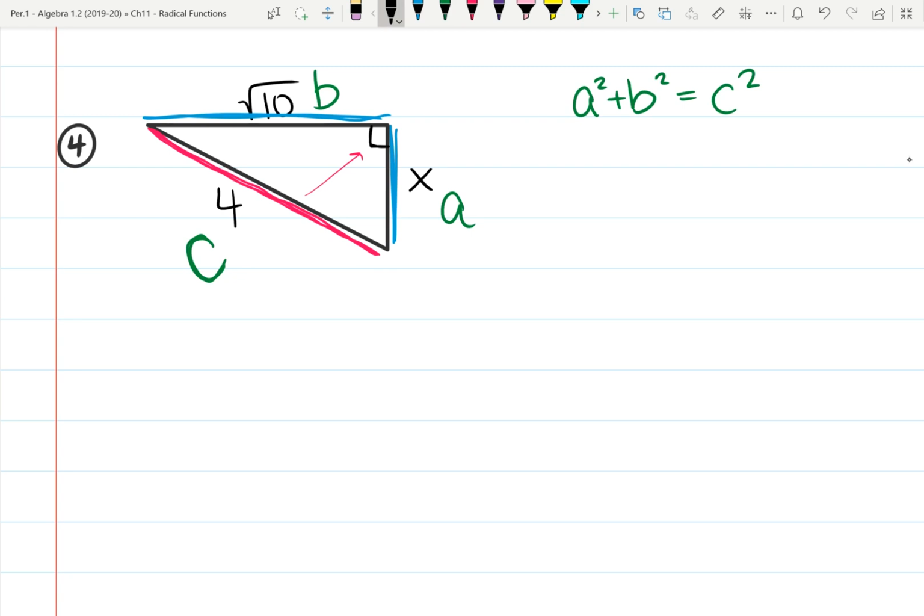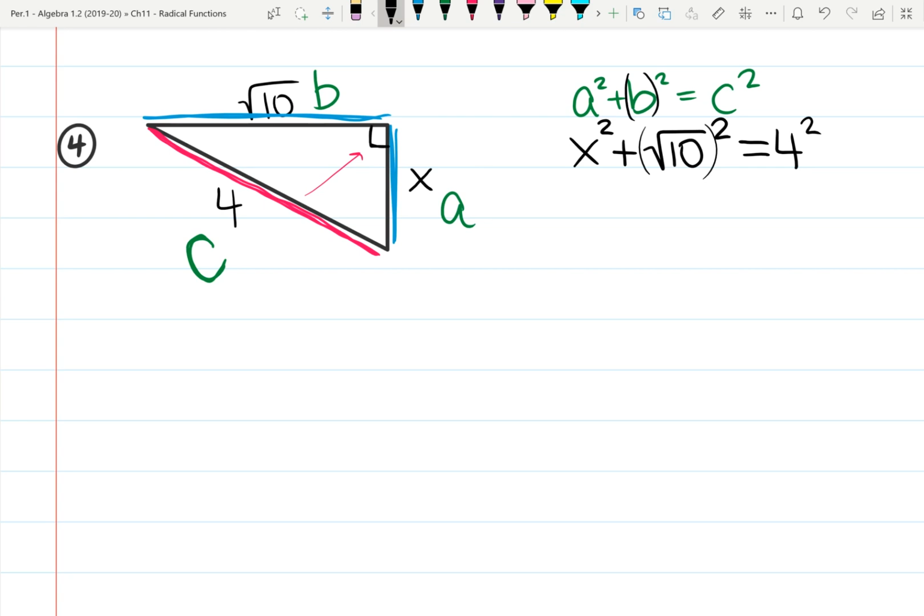So A looks like X, so we'll write down X squared. We don't know what it is. B is the square root of 10, so let me write that down. Plus the square root of 10 squared, B squared. And then C is 4, so 4 squared. So all I did was plug in the numbers based on my picture, my right triangle, and now we're going to solve this.